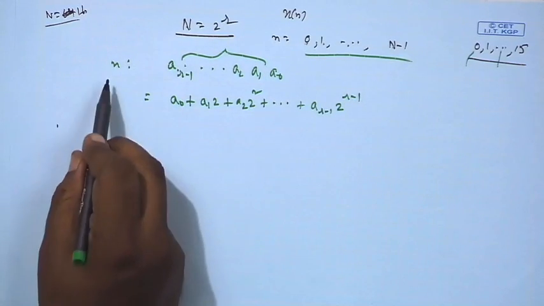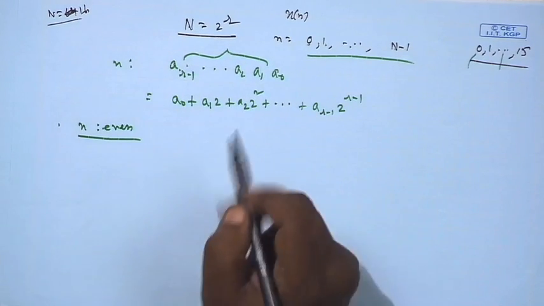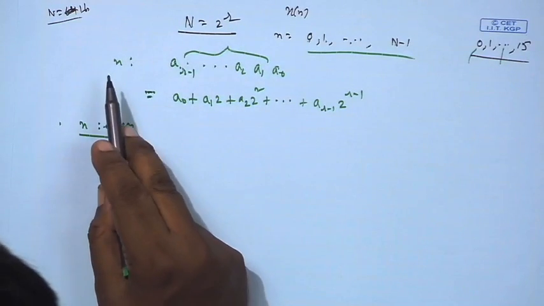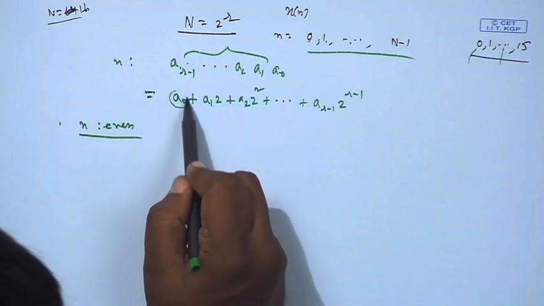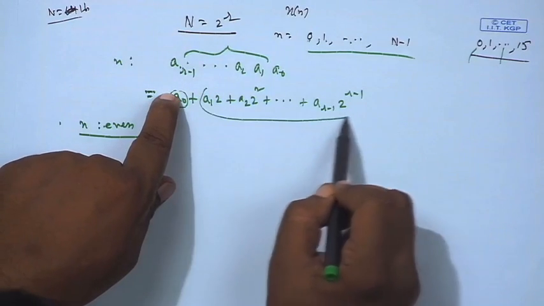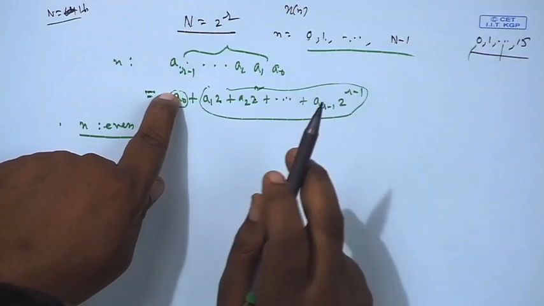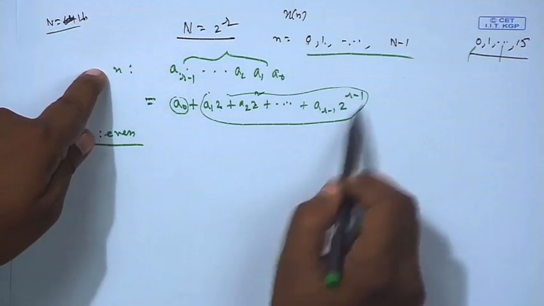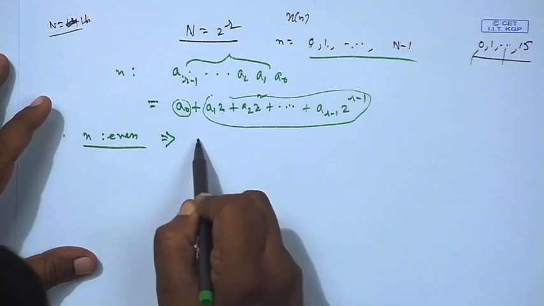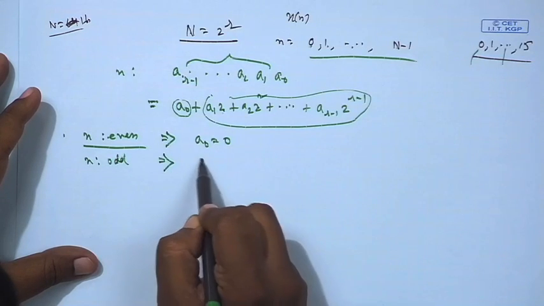Okay. Now, suppose n is even. In that case, if it is divisible by 2, that means a0 cannot be 1, a0 has to be 0. Because the remaining part, you see, they are all 2, 2 to the power 2, 2 to the power 3 up to 2 to the power r minus 1, so that is divisible by 2. But if a0 is 1 and you divide the entire thing by 2, there will be remainder 1. So, it will not be divisible by 2. So, n even means a0 must be 0 and n odd means a0 must be 1.